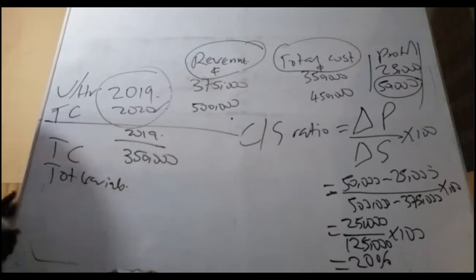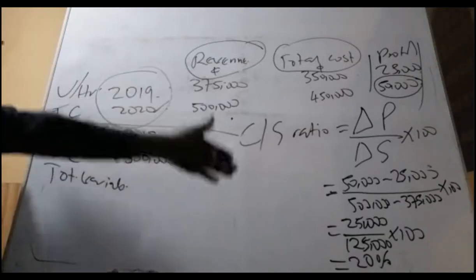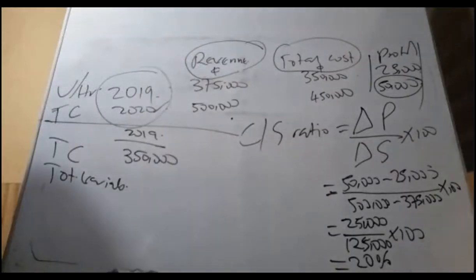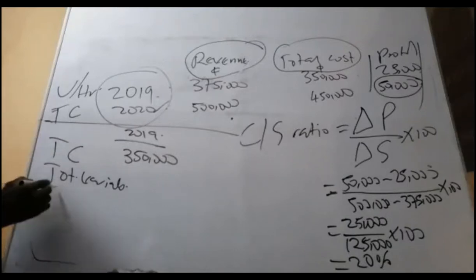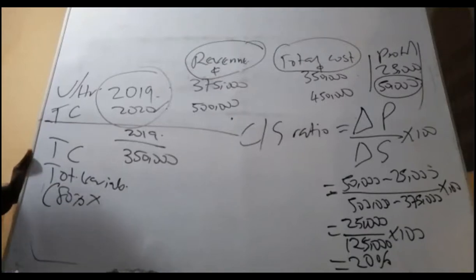What is the total variable cost? How do you find variable cost? We said that if the CS ratio is 20%, variable cost to sales will be what? It will be 80%. So the variable cost represents 80% of sales. That's the interpretation. So therefore, this variable cost is 80% of sales. What's the sales revenue for 2019?